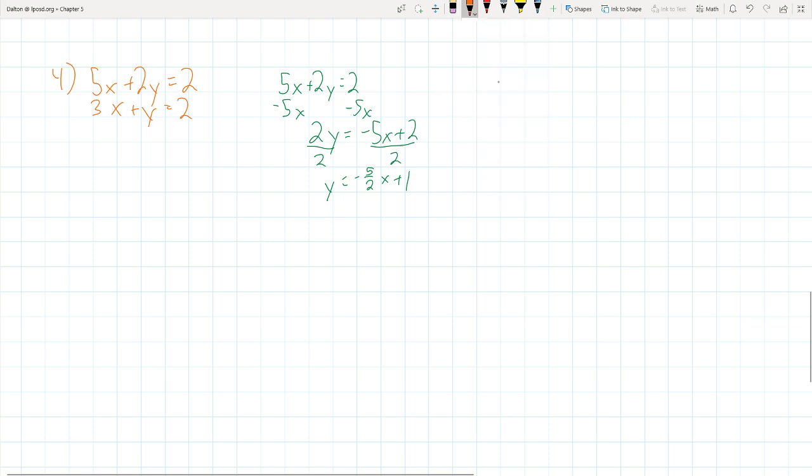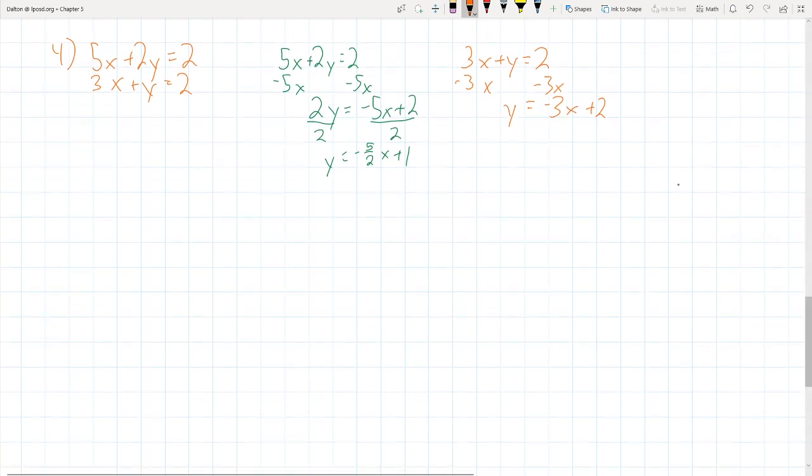And we'll do orange. So I have 3x plus y equals 2. Subtract 3 x's from both sides. I get y equals negative 3x plus 2.